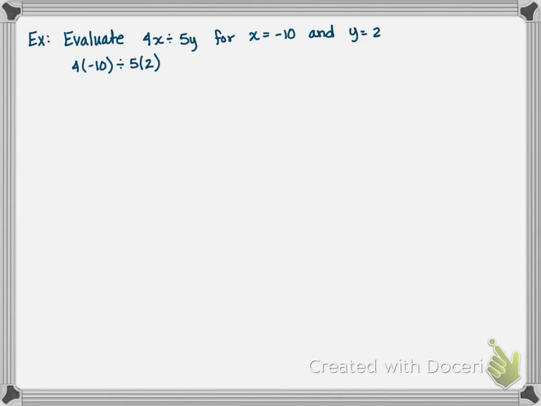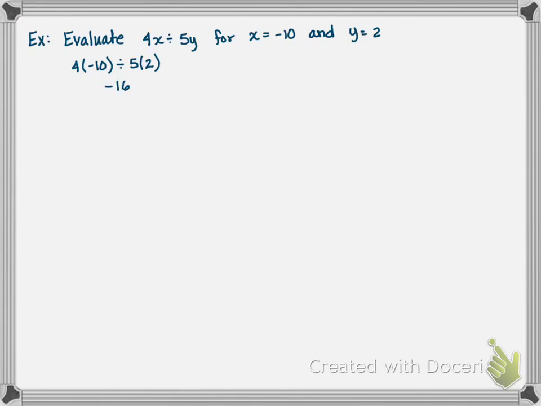What do we get? -4. Did anybody put it in their calculator? What did you get? -4. Did you put it in the calculator exactly as it's written? Yeah, I did both multiplications first and then divided the two.